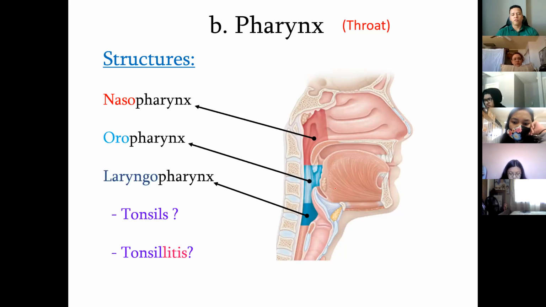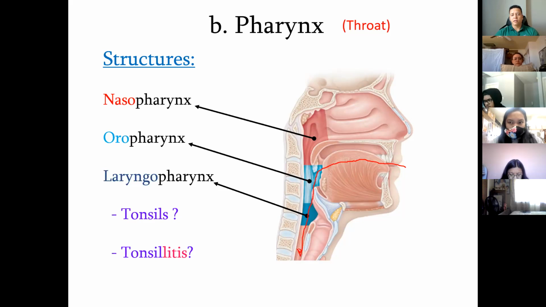Now, all three of these parts of the pharynx belong to the respiratory system. But as we're going to see for the digestive system, only the oropharynx and the laryngopharynx are part of the digestive system because we don't eat with our nose, we eat with our mouth. So the food or the drink that we had is going to pass through the oropharynx, the laryngopharynx, and then go down the esophagus, okay?